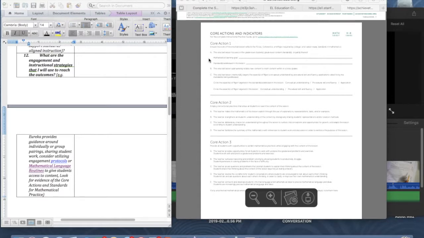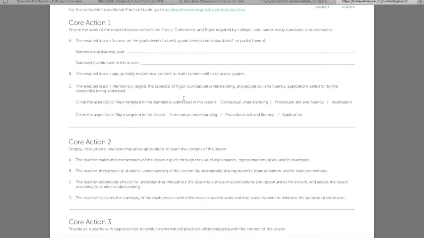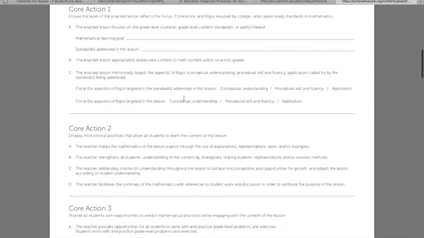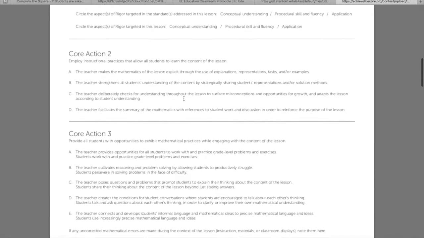Actually, there's one more tool that I want to highlight that can be really beneficial, and this is the IPG. Because in terms of planning, it really allows you to think about what I really need to happen to have standards aligned instruction. So core action 2 specifically, because it's thinking about how am I going to present it, but also how can I share students' work and solution methods.